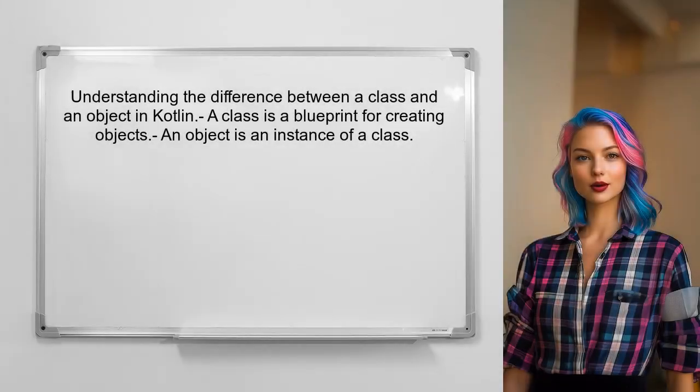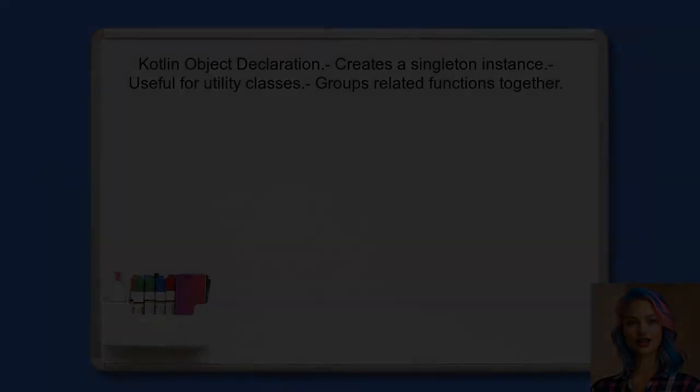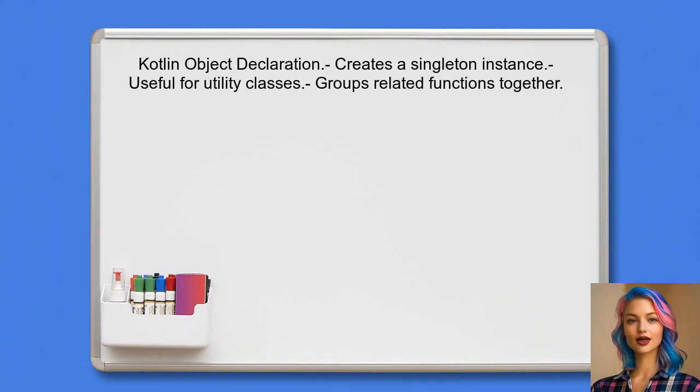To understand why the Android converter changed the Java class to a Kotlin object, let's first clarify the difference between a class and an object in Kotlin. In Kotlin, an object declaration creates a singleton, which means there is only one instance of that object. This is useful for utility classes or when you want to group related functions together.